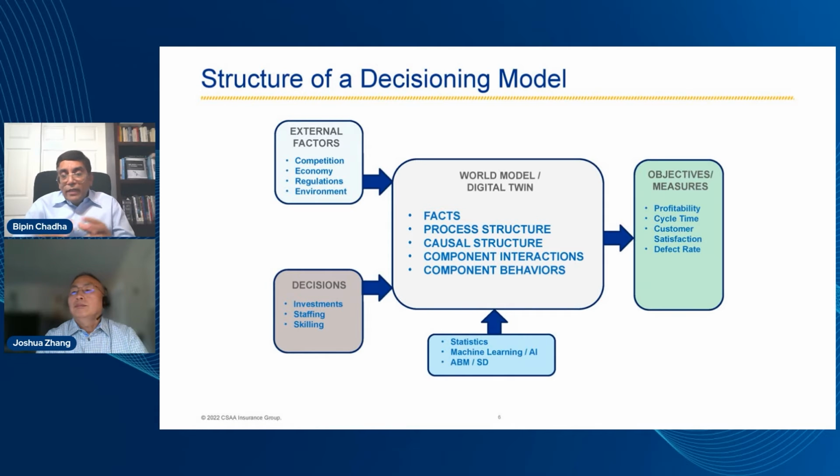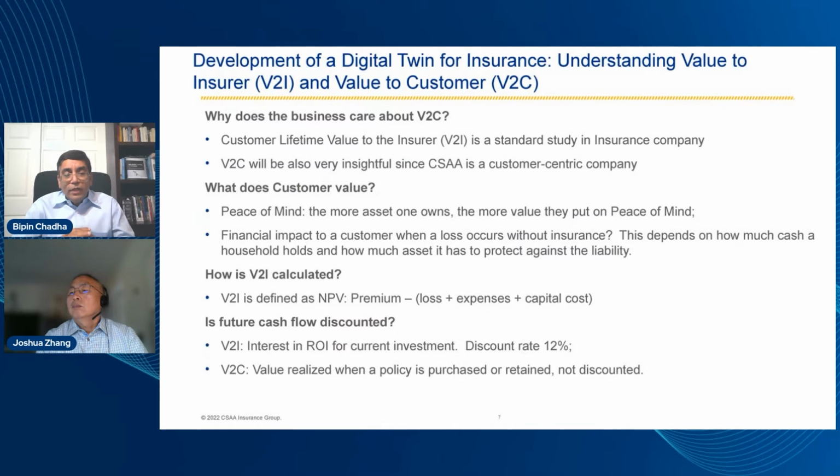So anyway, with that kind of a quick background, I will hand it over to Joshua, and he'll tell you a little bit about some of the work we are doing and how it's taking shape. So Joshua. Okay, thank you, Bipin. Hello, everyone. Again, my name is Joshua Zhang. I'm a data scientist at CSAA Insurance Group working in Bipin's team.